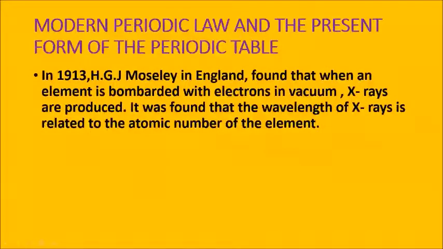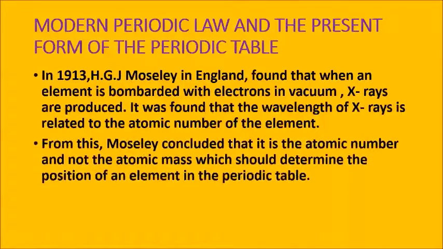In 1913, H.G.J. Moseley in England found that when an element is bombarded with electrons in vacuum, X-rays are produced. He also found that the wavelength of X-rays is related to the atomic number of that element. From this, Moseley concluded that it is the atomic number and not the atomic mass which should determine the position of an element in the periodic table.